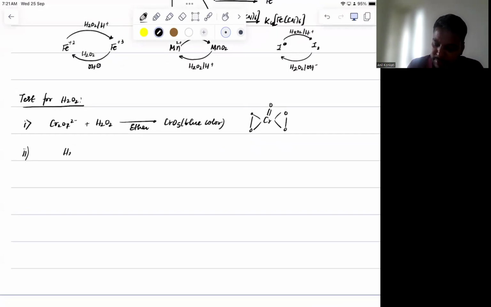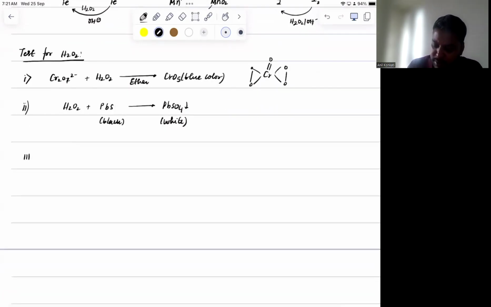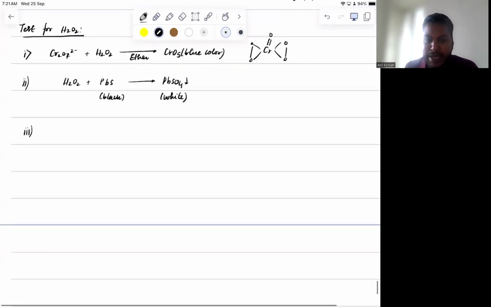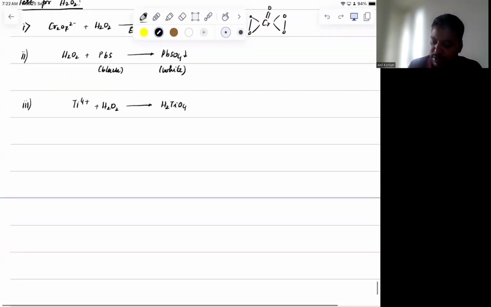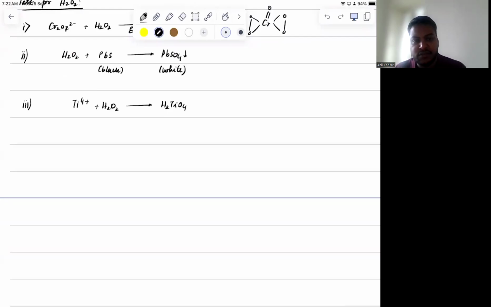Second, peroxide will convert any form of PbS, right? Clear? This is black color, into PbSO4, which is white color. This is again another confirmation. Third and main confirmation is about giving a titanic acid, that is Ti plus 4. If you treat with peroxide H2O2, then it will give us H2TiO4. Okay. And here, this is not any redox reaction.